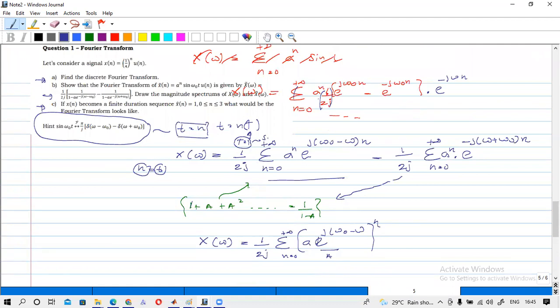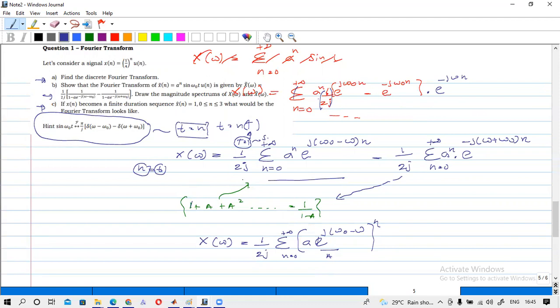We don't know what the omega naught value is, so it is very hard to draw the spectrum. But sometimes you may calculate one or two values, and you can just say the spectrum is like that. That is enough. And if you are given this omega naught value, you can use MATLAB.